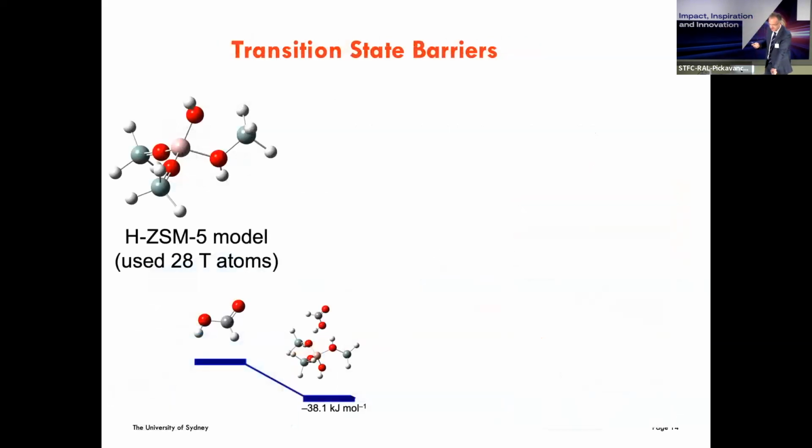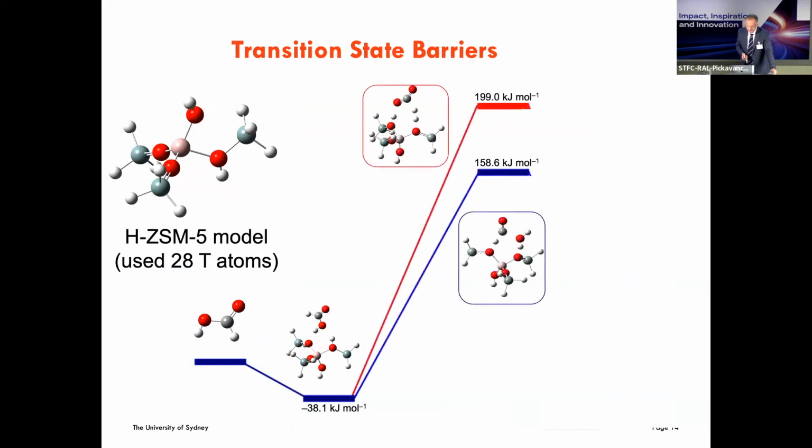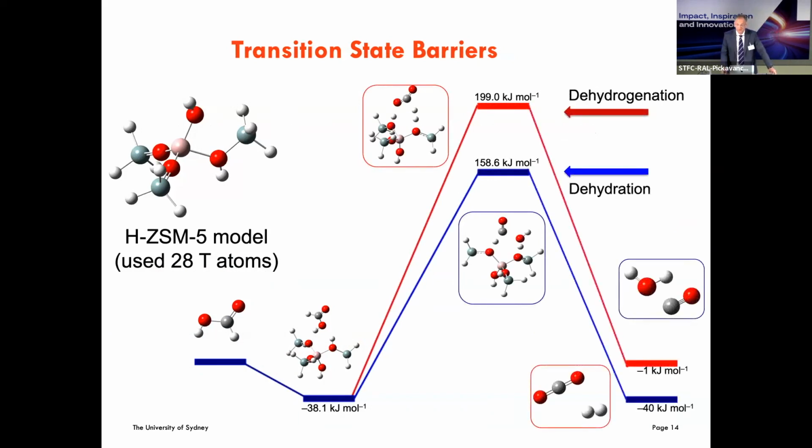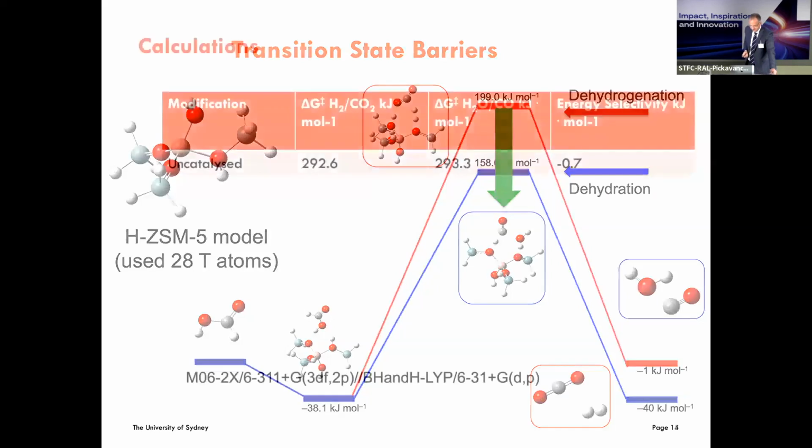So what we did first, just calculate some transition state barriers, looking at the formic acid adsorbing onto the active site, getting a lowering of energy. And then we see, of course, for the transition state, that higher energy. And unfortunately, the one we want, the dehydrogenation, sits above that of the dehydration. So we need to find a catalyst that pushes that down. So that's the framework of our thinking.